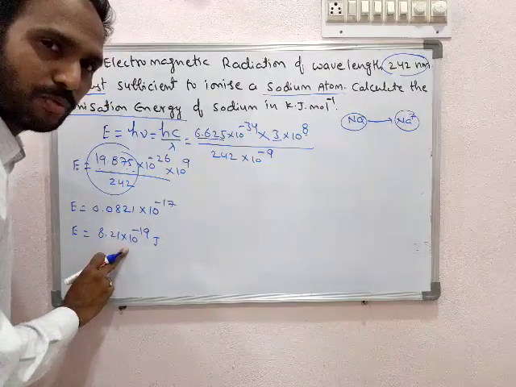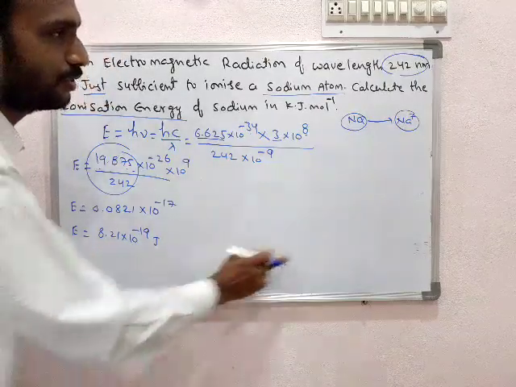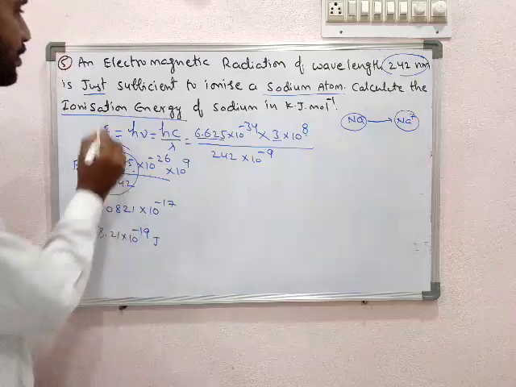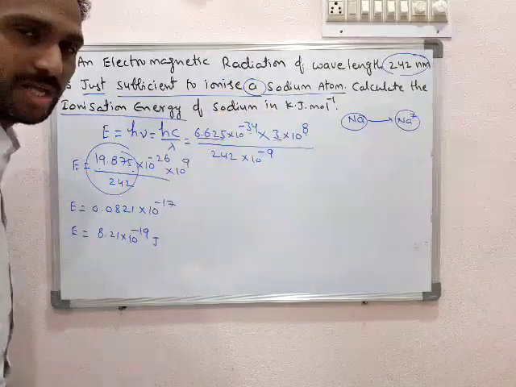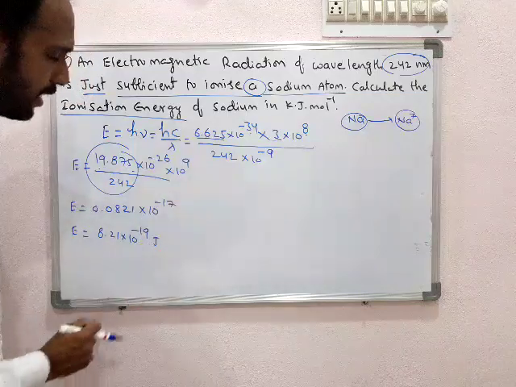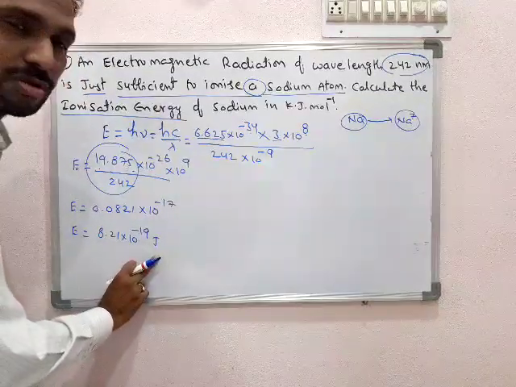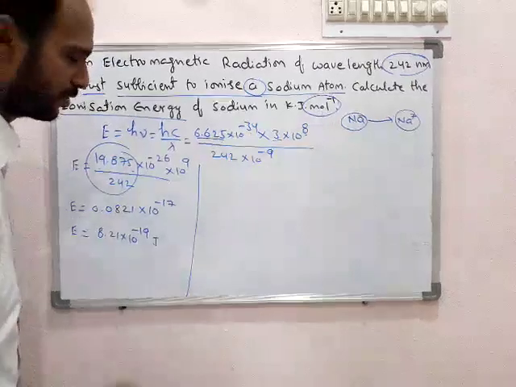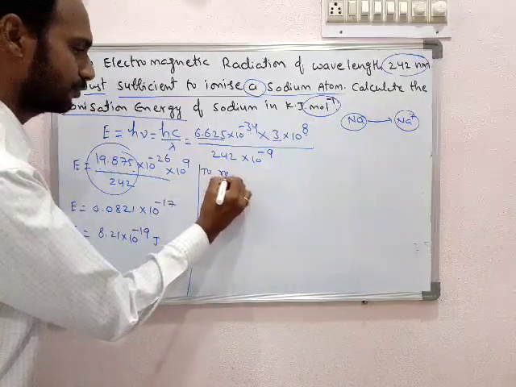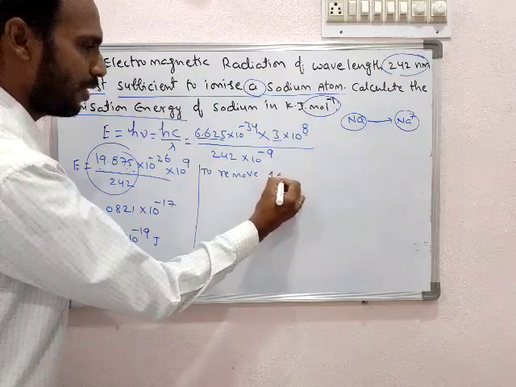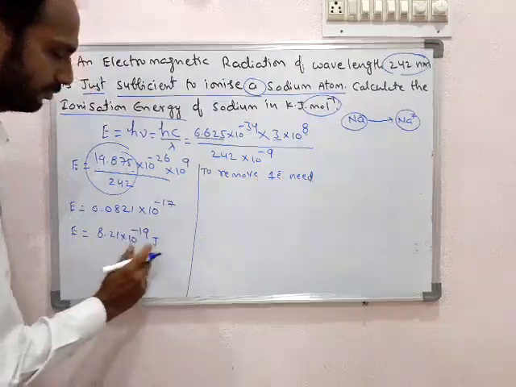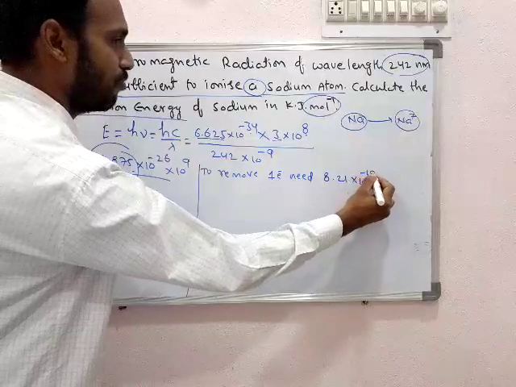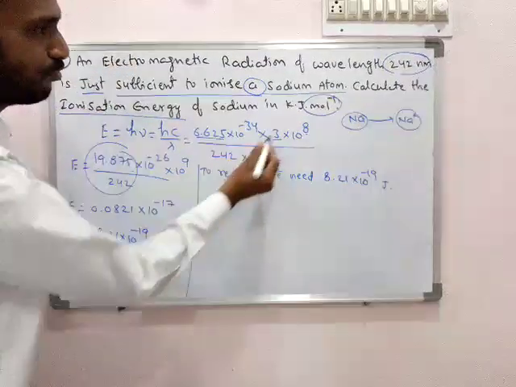This is the energy required to remove an electron from a gaseous neutral sodium atom. That is, to remove 1 electron from 1 sodium atom, just sufficient to ionize a sodium atom, 8.21 into 10 to the power of minus 19 joules of energy is needed. But we need to find out for 1 mole of electrons. To remove 1 electron we need 8.21 into 10 to the power of minus 19 joules of energy. Then find out for 1 mole.